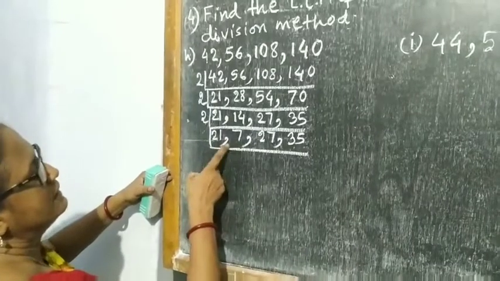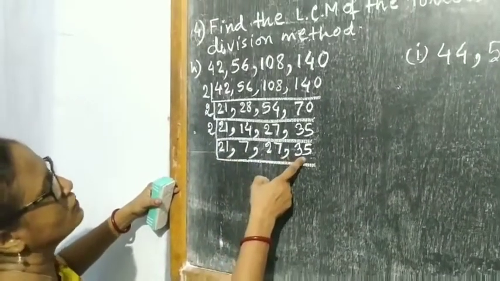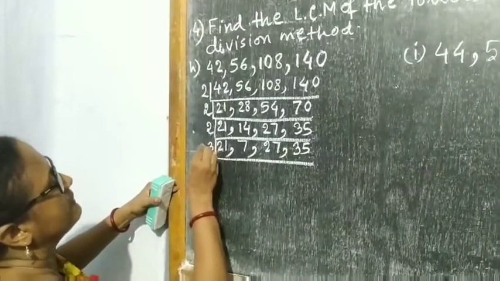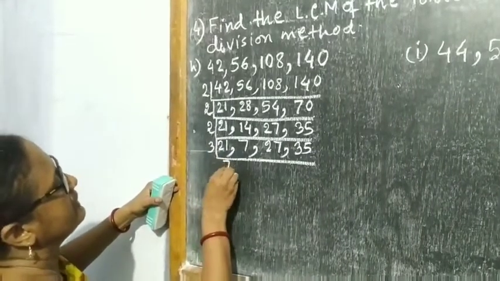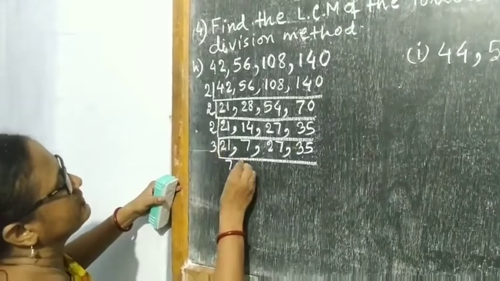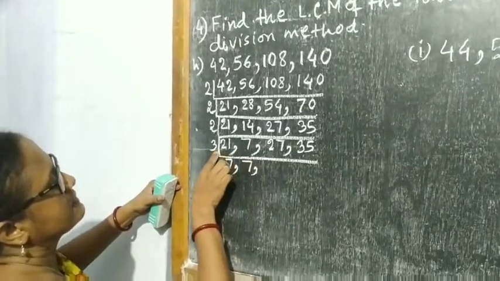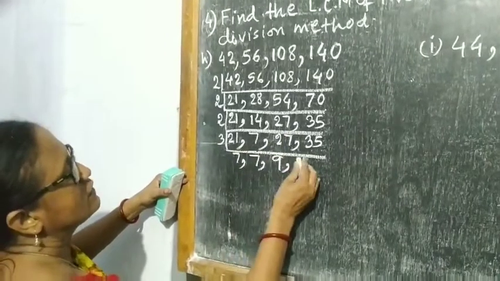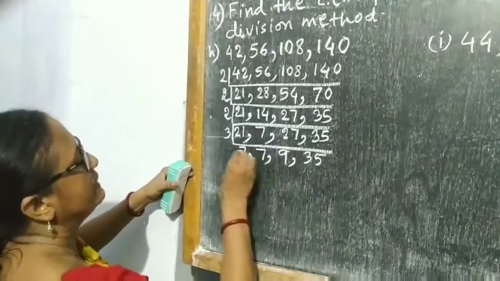Again, now see these numbers are not divisible by 2, so try with 3, the next prime number. 21 divided by 3 is 7. 7 is not divisible by 3. 27 divided by 3 is 9. 35 is not divisible by 3.